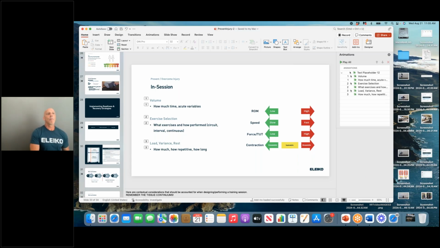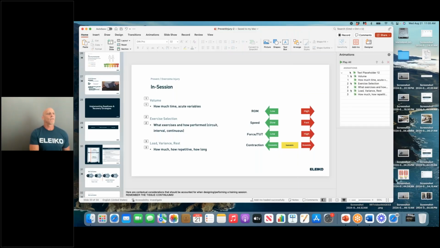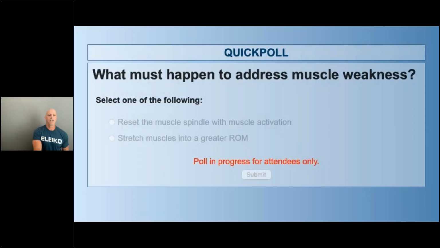So if nobody else has any questions, then I'll assume that you guys had a fair bit of information there. And the last thing I'll ask for you guys, if you want to answer it, is what must happen to address muscle weakness? Do we reset the muscle spindle with muscle activation, or do we stretch the muscle into a greater range of motion? Which one of those actually addresses the muscle weakness that's caused by inflammation?